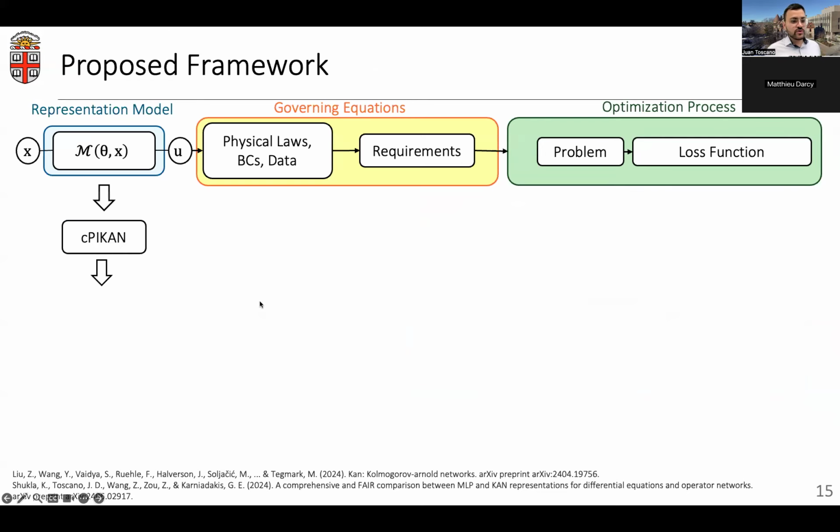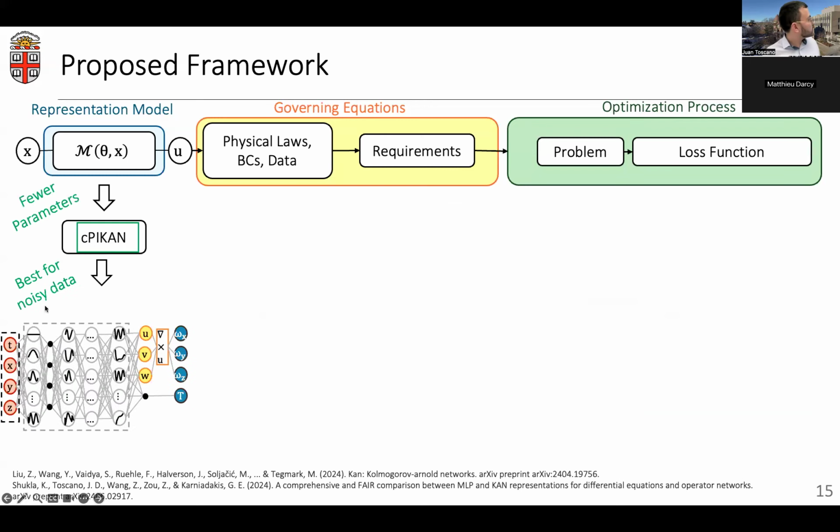Now, for the representation model, we're going to use this CPCAN. CAN stands for Kolmogorov-Arnold network, C stands for Chebyshev polynomials, and P stands for physics informed. So it's a physics informed KAN that uses Chebyshev polynomials as basis functions. And why do we use this? Because as I mentioned before, they require fewer parameters, and they work quite well for noisy data. And this is what the neural network that we're using looks like.